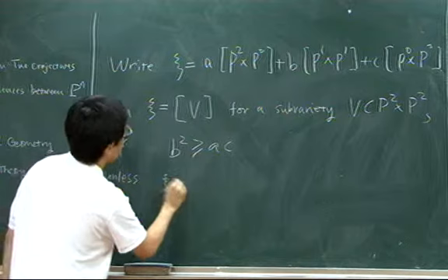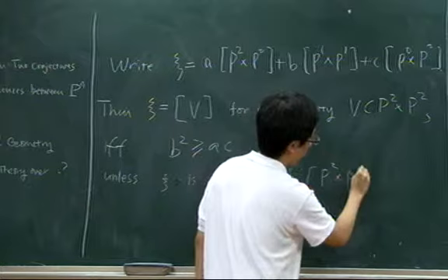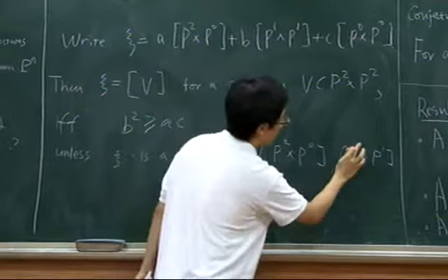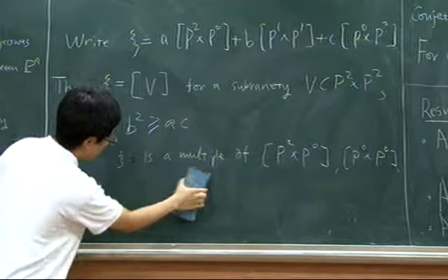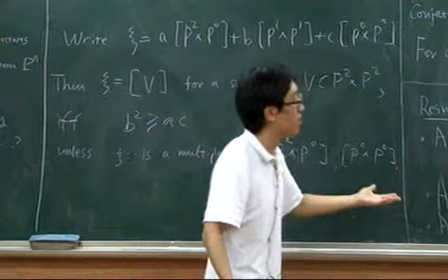C is a multiple of P2 cross P0, or a multiple of P1 cross P1, or a multiple of P0 times P2. So in particular, if you consider the graph of this rational map drawn on P2 cross P2, then it is a subvariety of P2 cross P2.